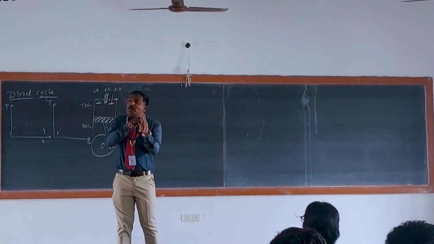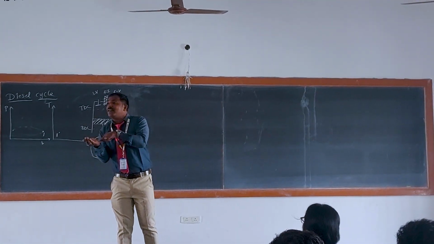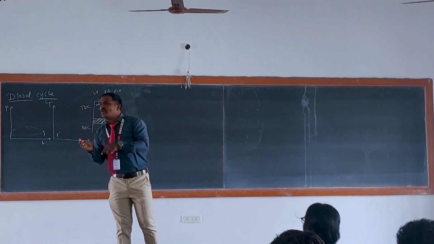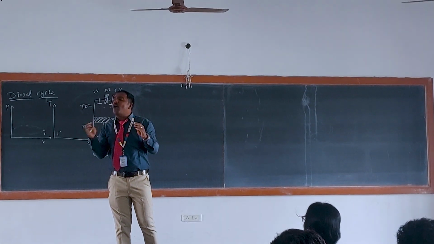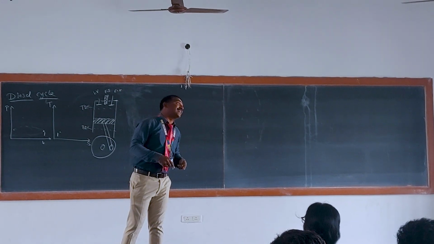Because of that, in adiabatic there is a change in entropy. But in reversible adiabatic there is no change in entropy, because it is the ideal one. There is no irreversibility. All are reversible, so entropy will be constant. I explained what entropy is in the last class.